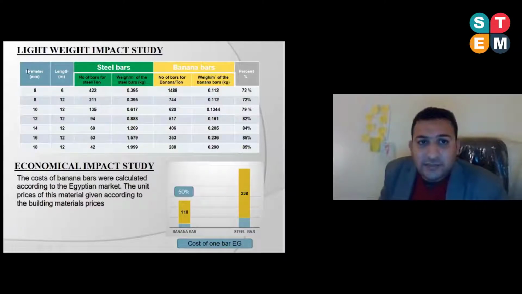Lightweight: this is the diameter and the length of each bar and the number of bars in 4 ton, and the weight of the steel bars or number of bars of banana fiber. The banana fiber is light weight, so the ton for banana fiber gives more bars than the traditional steel bars. So that makes the cost reduced 50% from the traditional steel bars. The cost of one banana fiber bar is less than the cost of the steel bar by 50%.